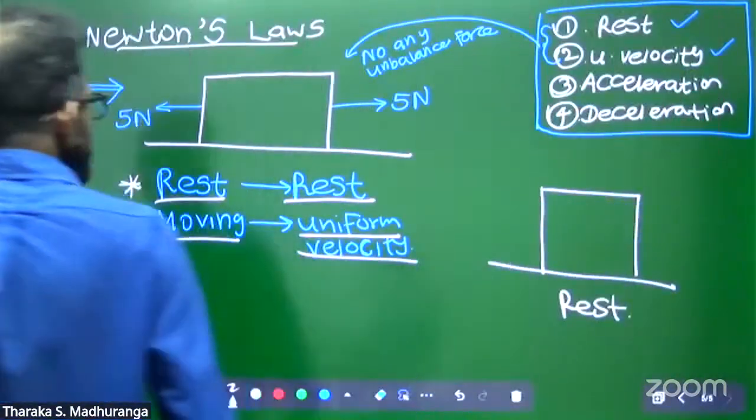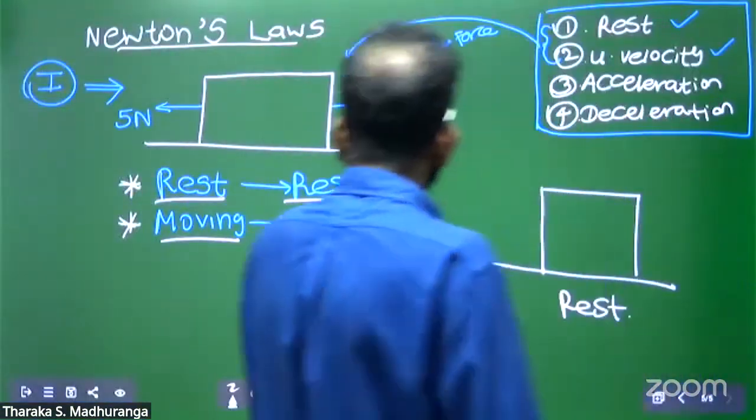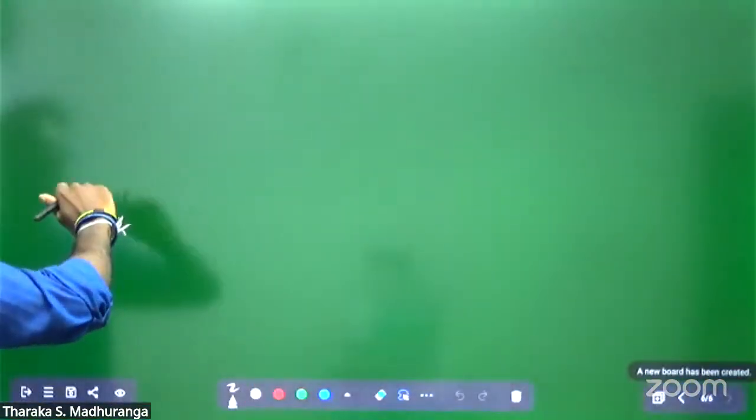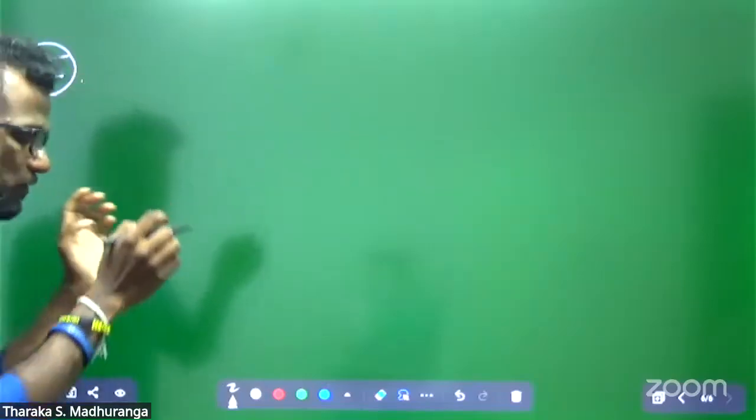Okay, then come to Newton's second law. That's the first law, that's very easy. Newton's second law is the most important law. To explain Newton's second law, we have two main methods.